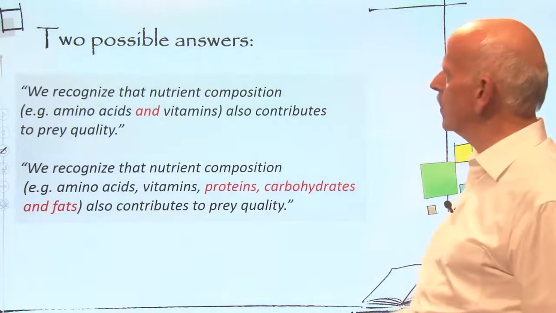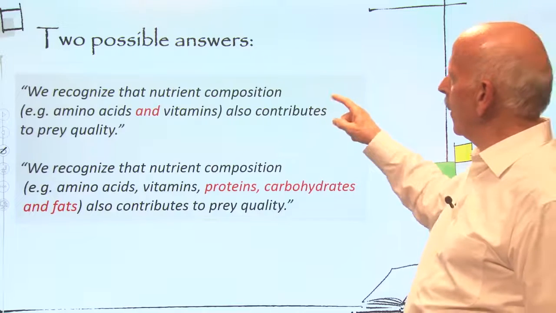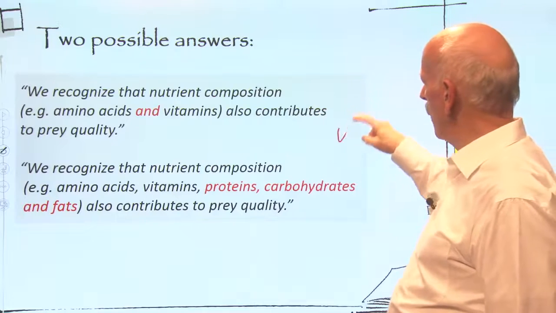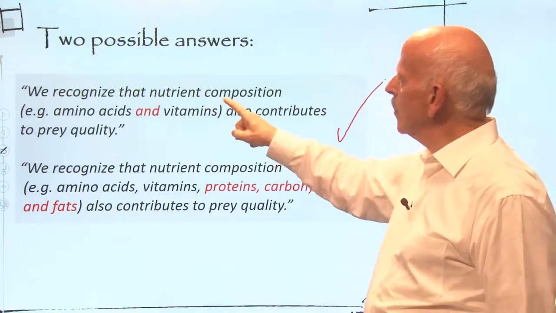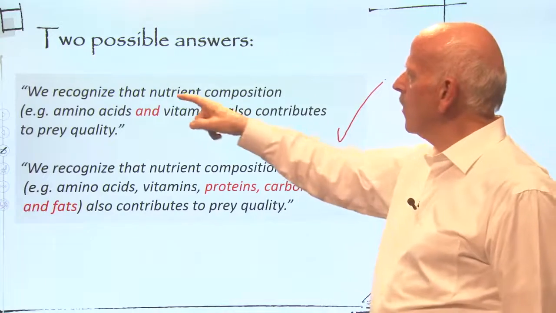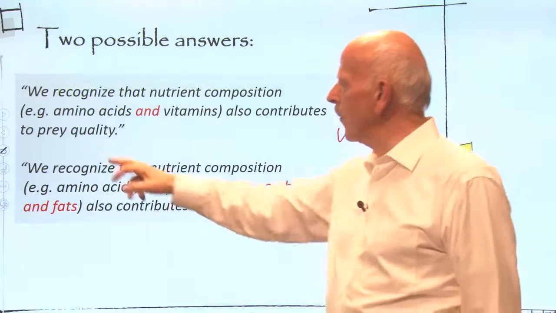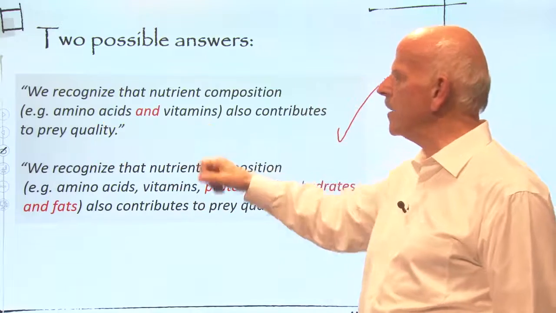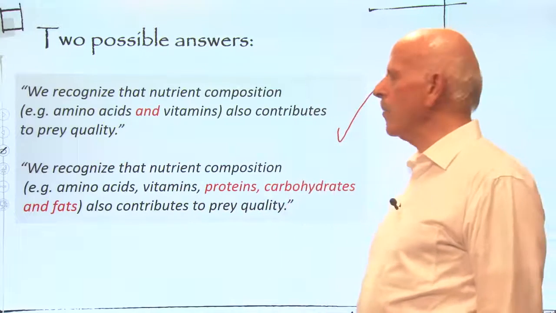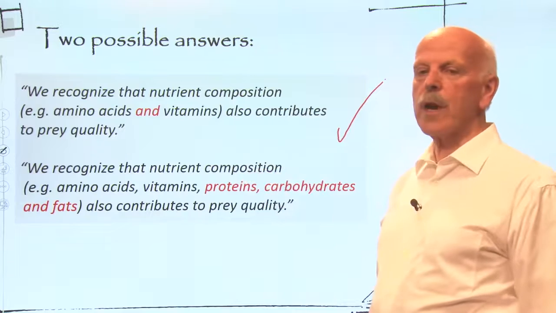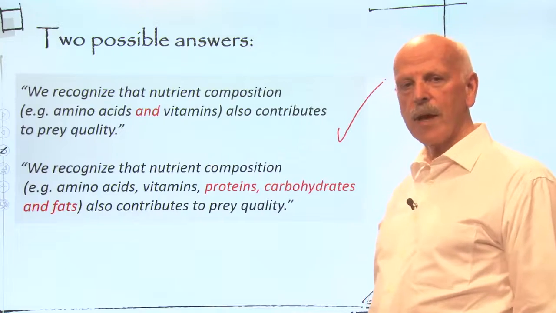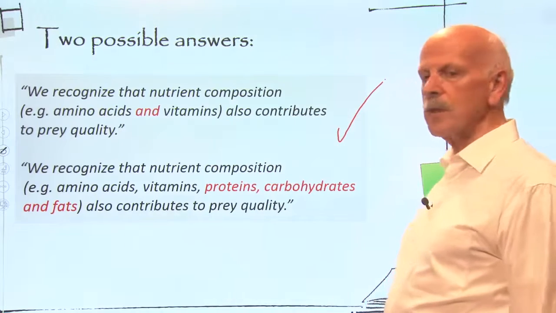Let's see how it goes. One way of doing it, this is the first way of doing it, is to simply stop the list. We recognize that nutrient composition, for example, amino acids and vitamins, close the bracket, also contributes to prey quality. That's a fine sentence, and you're not using "and so on."